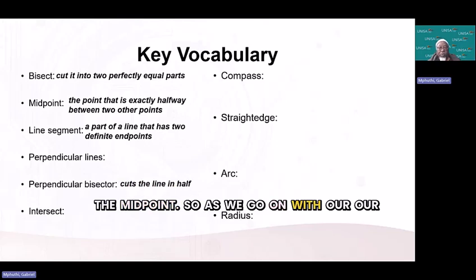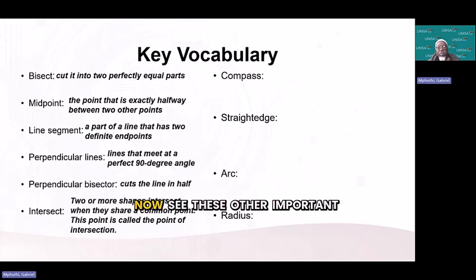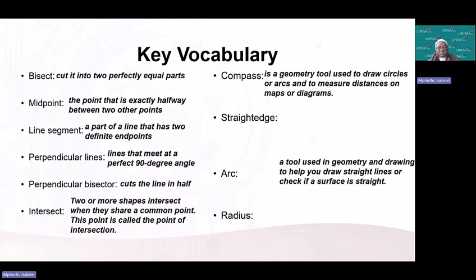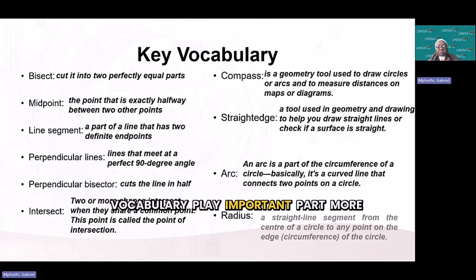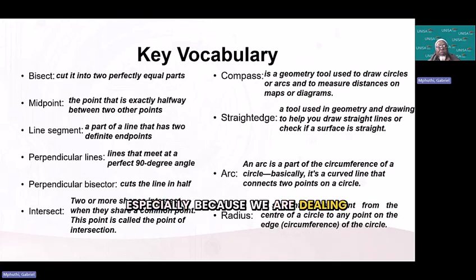As we go on with our lesson, we will see other important vocabulary play an important part, especially because we are dealing with the perpendicular bisector: perpendicular lines, compass, straight edge, arc, and radius. Probably in grade 6, you should have encountered this term radius.